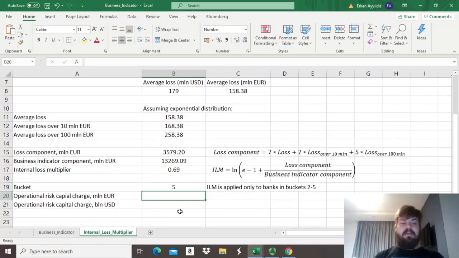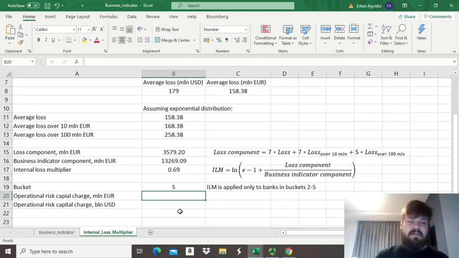And here, to figure out our operational risk capital charge, our first instinct would be to just multiply the business indicator component by the internal loss multiplier. But remember what we discussed previously. Small banks just apply the business indicator component as their operational risk capital charge. To provide all banks with correct incentives, just as the progressive income tax rates are designed, we need to ensure that this operational risk capital charge is smooth, so that banks potentially can have an incentive to move from bucket one to bucket two.